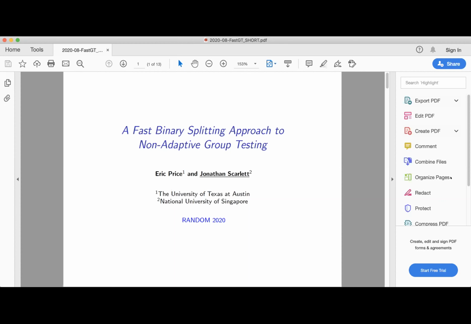As you can probably imagine, the big application of this recently is COVID testing. It has had some amount of success at least, and there's all sorts of other interesting applications. I won't be talking about applications, I'll be talking about the theory.